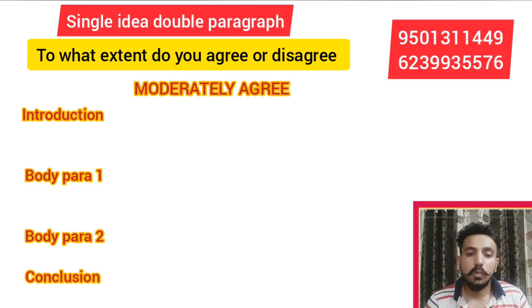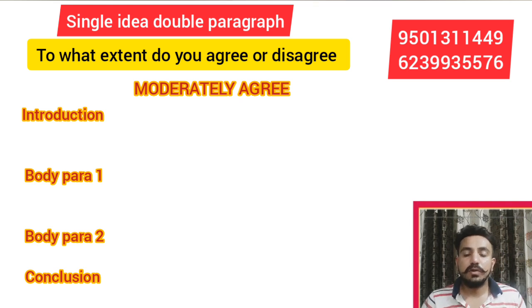So what does it mean, to what extent do you agree or disagree? Extent means limit. To what limit do you agree with something? Either you will completely agree or disagree, or you will moderately agree or disagree, right? And there is one more thing, that is slightly agree, okay?